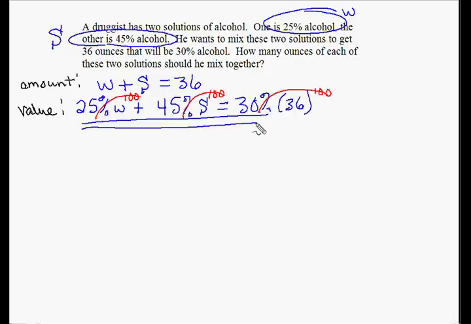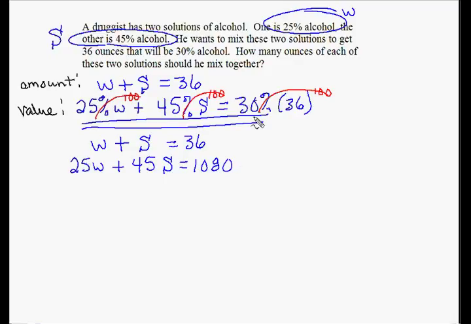Let's write these equations again so we can see what we have. W plus S equals 36, and the second equation, 25W plus 45S, is equal to 1080 when I multiply 30 to 36. Well, I still can't get rid of one of the variables because the coefficients are different. So I'm going to multiply everything in the top equation, so the W's will go away, by a negative 25.